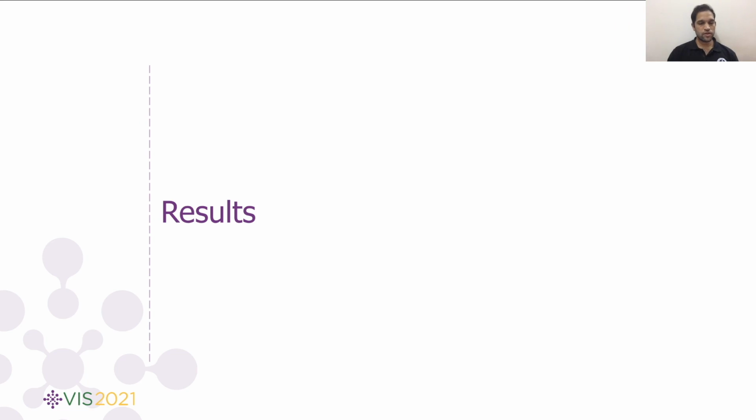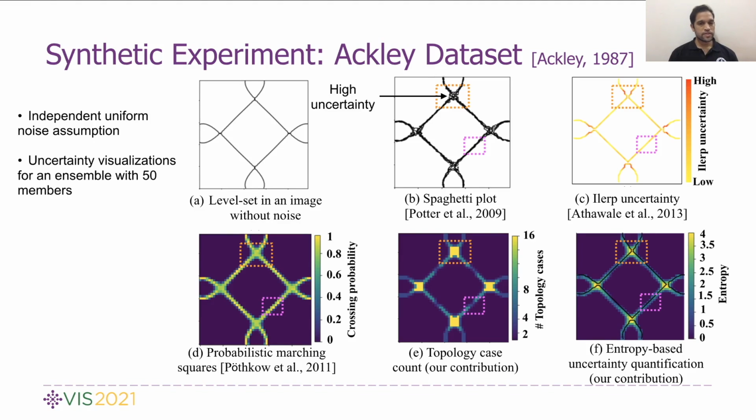I will now show a few results. In our synthetic experiment, we analyze the Athawale dataset. Image A visualizes the level set extracted from the Athawale image without noise. We draw samples from an independent uniform distribution and inject them into the noiseless Athawale image to generate an ensemble of 50 members. Image B visualizes a spaghetti plot of level sets, where high topological uncertainty is observed inside the orange box when compared to the pink box.